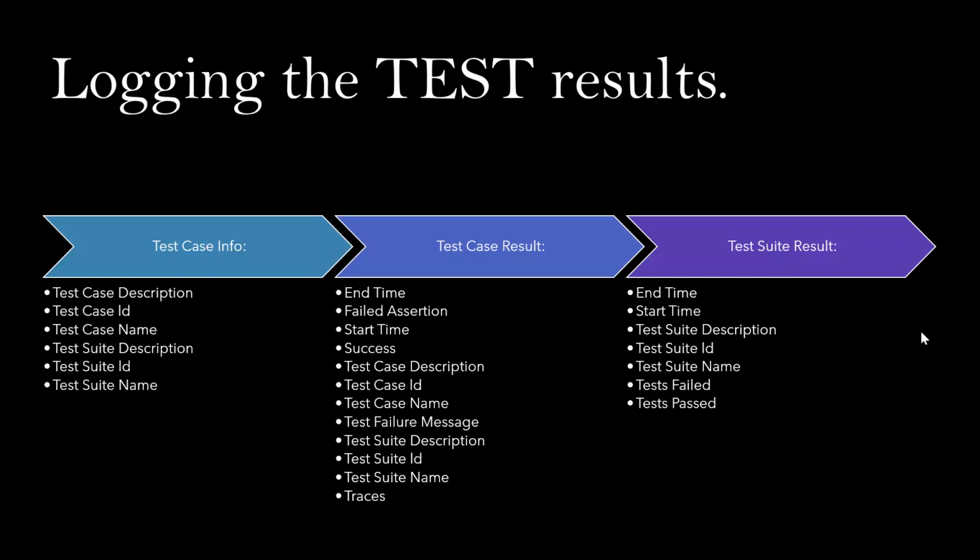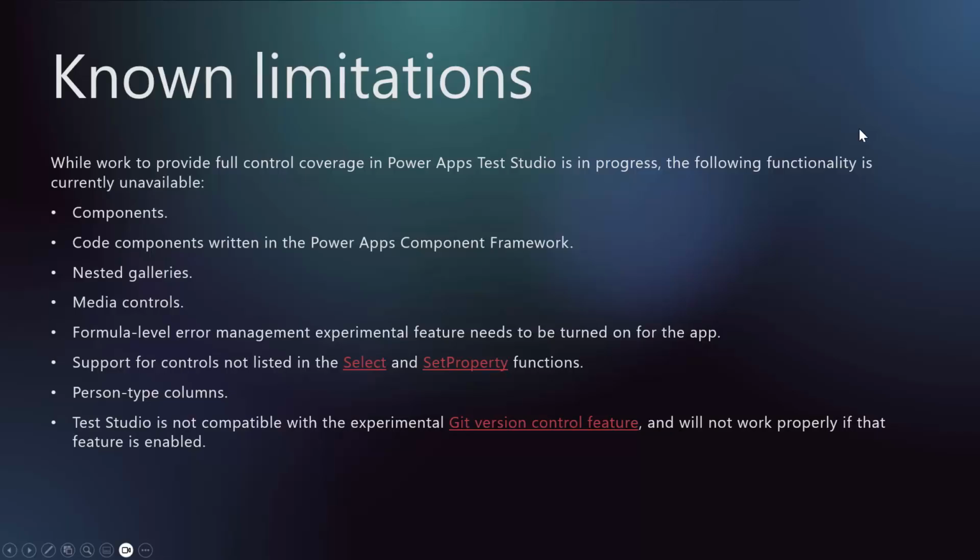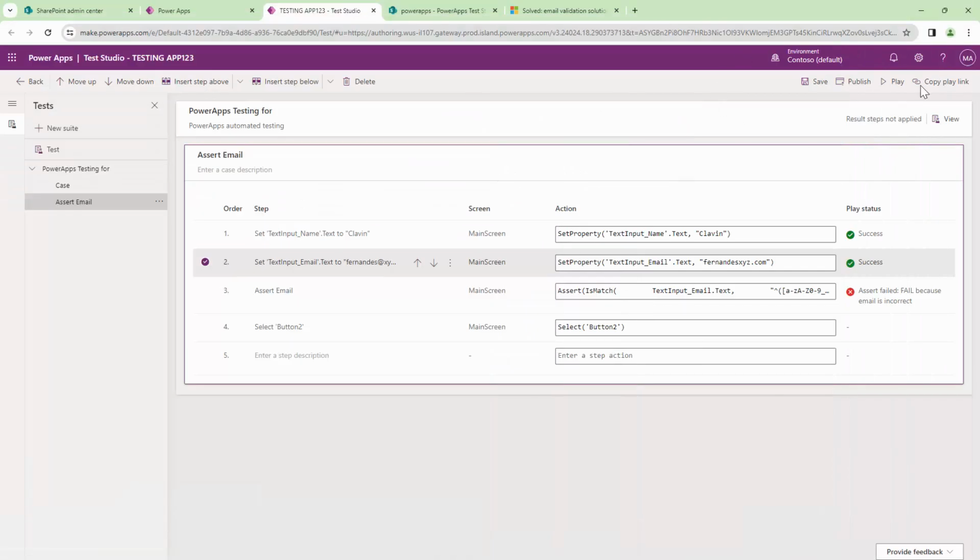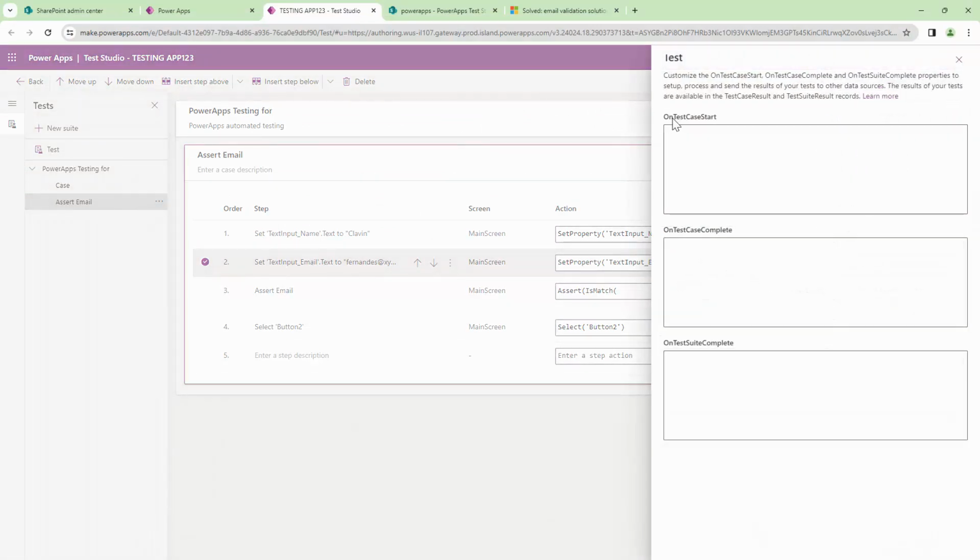So at this point, we can go ahead and log it. And how will we log it? We will log it using our conditions, or going ahead and customizing these properties. What happens on test case start? What happens on test case completed? And what happens on test suite completed. Let's say that you wanted to start on a particular screen. You can say navigate to a particular screen and test that screen, in our case, main screen.